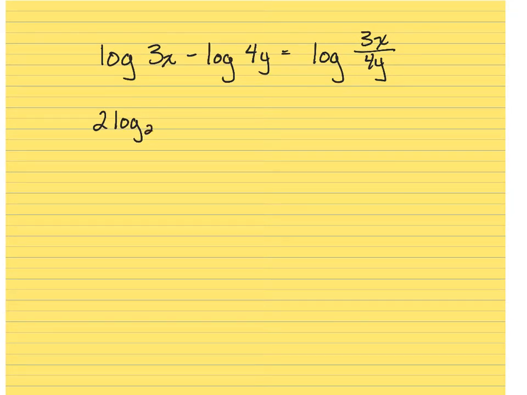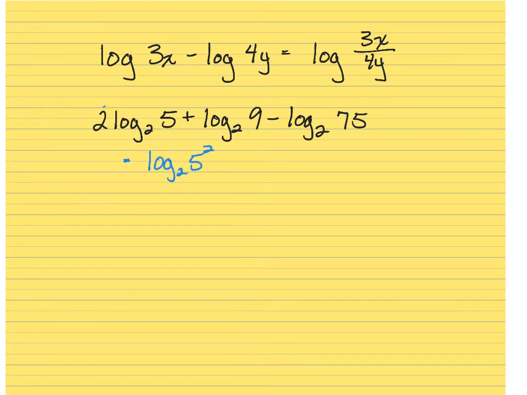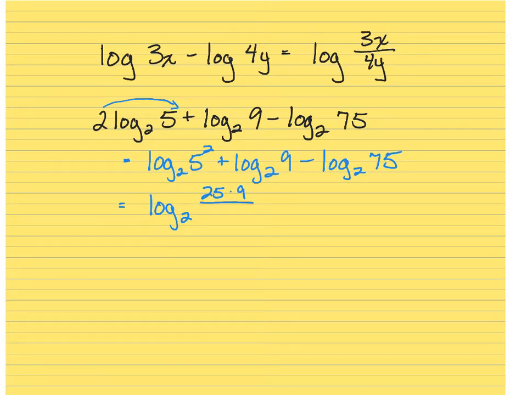Here's another one. 2 times log base 2 of 5 plus log base 2 of 9 minus log base 2 of 75. And we want to condense that down to a single log. So log base 2 of 5 squared, so this 2 jumps up and becomes an exponent, plus log base 2 of 9 minus log base 2 of 75. Now it's important to remember that anytime you're expanding or condensing, all of the logs have to be the same base. So this is going to be log base 2 of 5 squared, which is 25, times 9 over 75 thanks to the subtraction.